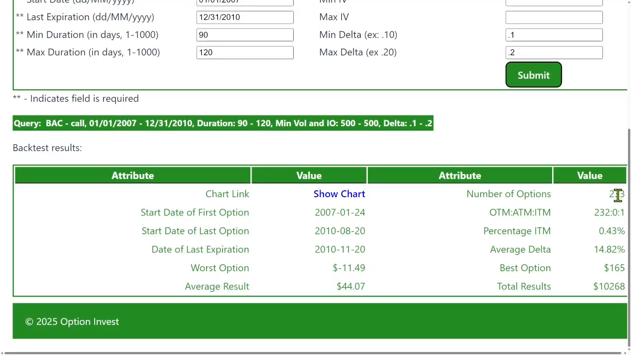So it found 233 options, 232 were out of the money, and only 1 was in the money. Delta was not an accurate predictor. It predicted 15% would be in the money, but less than 1% ended up in the money. The worst one only lost $11, and the best one made $165. The average option made $44, for a total profit of just over $10,000 on the 233 options.